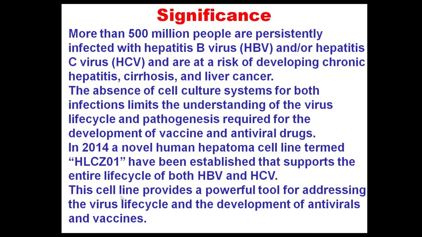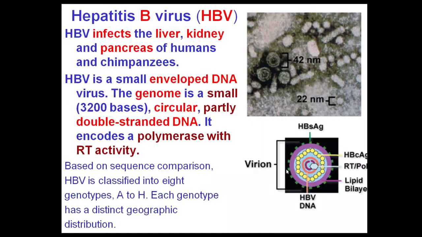This cell line provides a very good tool for addressing the virus life cycle and the development of antiviral drugs and vaccines. But these cell types are not really used in the routine diagnosis of hepatitis virus infections. This is the only research tool by now. So it means that the culture method is not really applicable regarding hepatitis B, C, and D infections.